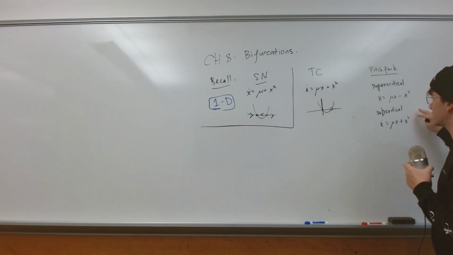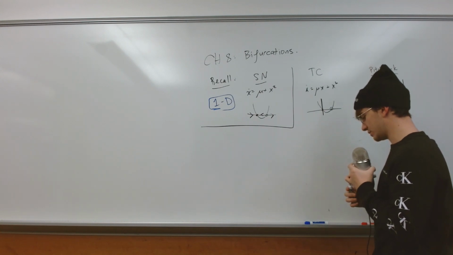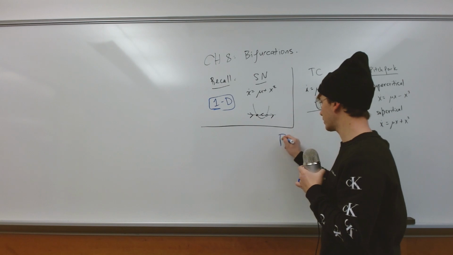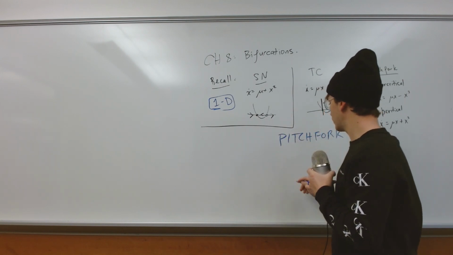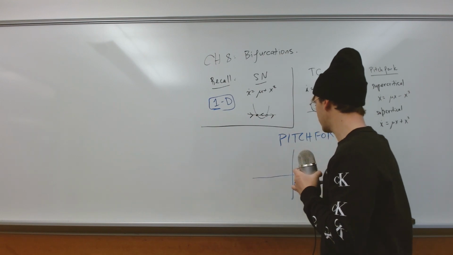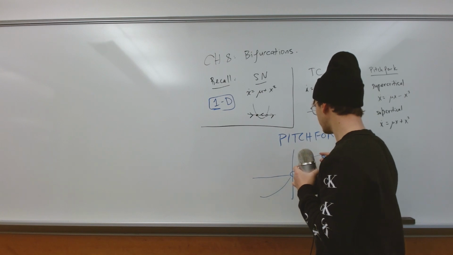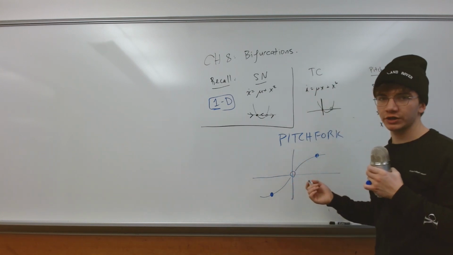But again, for supercritical and subcritical, I can just draw you a picture, but I'm not going to go into the analysis. So just real quick, pitchfork. We're going to have something that looks like this. Maybe we have a system with these fixed points. This would be a supercritical, okay?